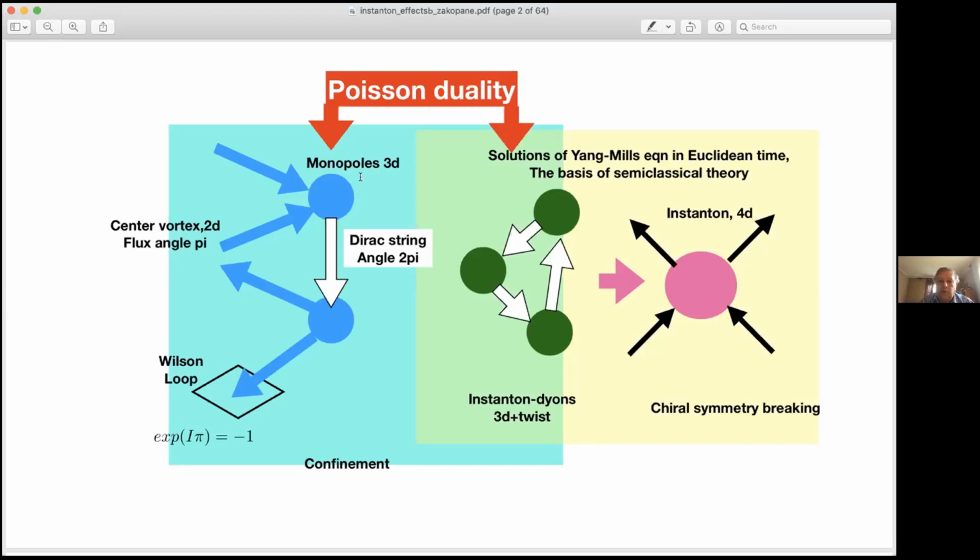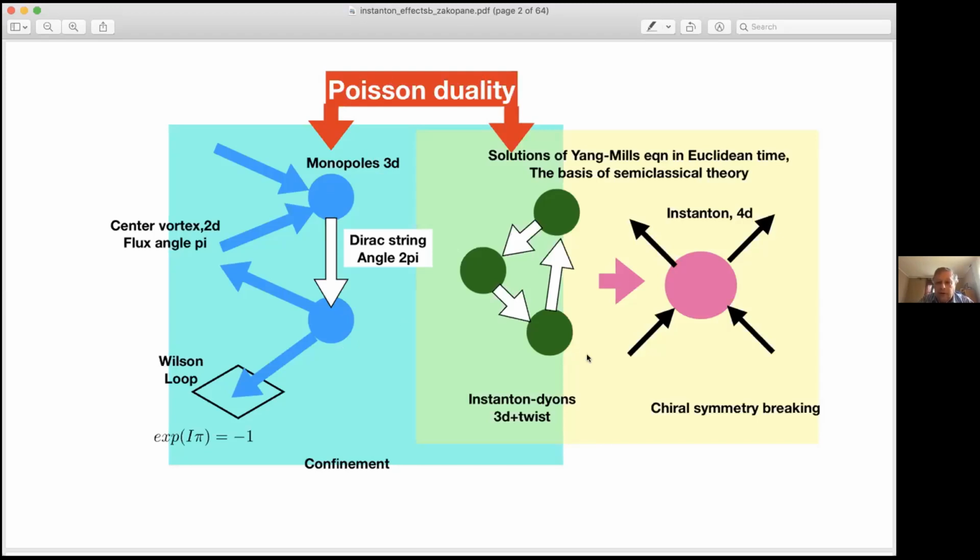So there are monopoles in gauge theories, which are identified on the lattice, etc. In terms of monopoles, confinement is especially simple and physically appealing. It's just a condensation of these monopoles. Monopoles behave like a particle. Now, however, there are difficulties with monopoles, and I will not discuss it in this talk, but it was kind of resolved by this Poisson duality.